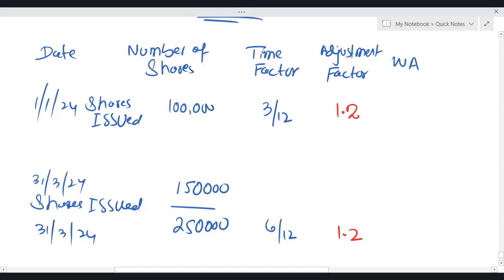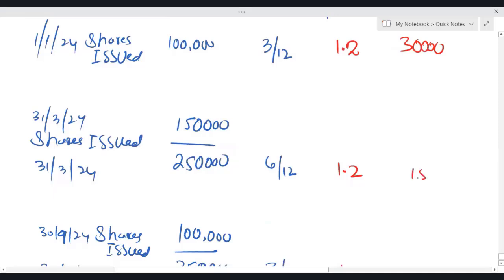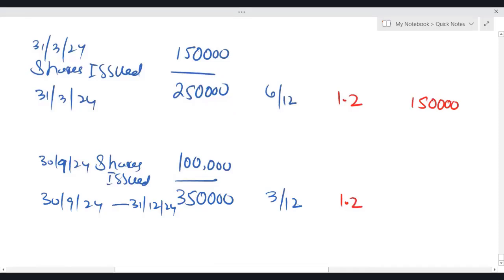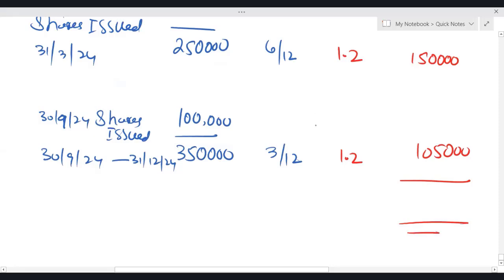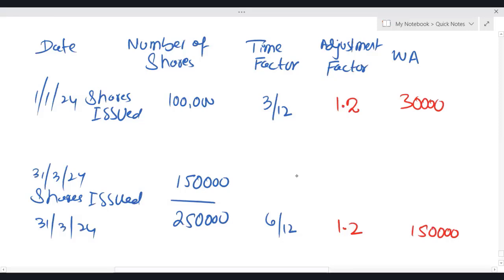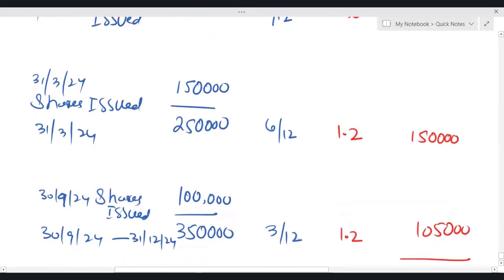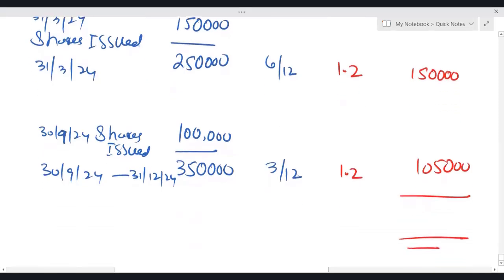So 1 lakh multiplied by 3 divided by 12 into 1.2. I'm getting 30,000. Then 2 lakh 50, 1,50,000, the answer is here. Three lakh 50, 3 by 12, 1.2: 1,05,000. Can you please simply add all of them? What are we getting? Let's see the total. What is the total? 2,85,000. So 30 plus 150 plus 105, 285.